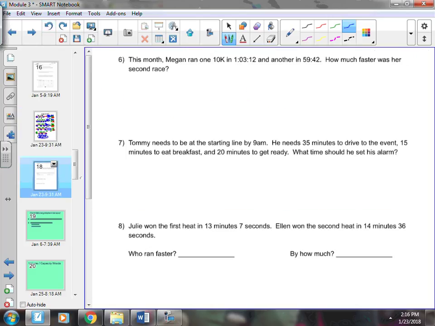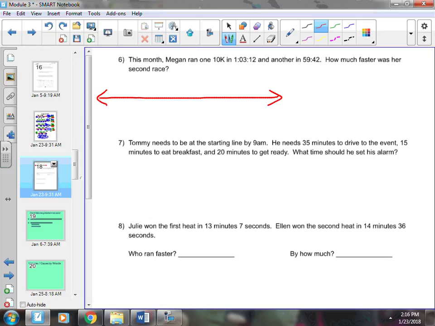Number 6. This month, Megan ran one 10K in 1 hour, 3 minutes, and 12 seconds, so a little bit more than an hour. And then another one she ran in 59 minutes, 42 seconds, a little less than an hour. How much faster was her second race? How much faster is something than something else is a subtraction problem.